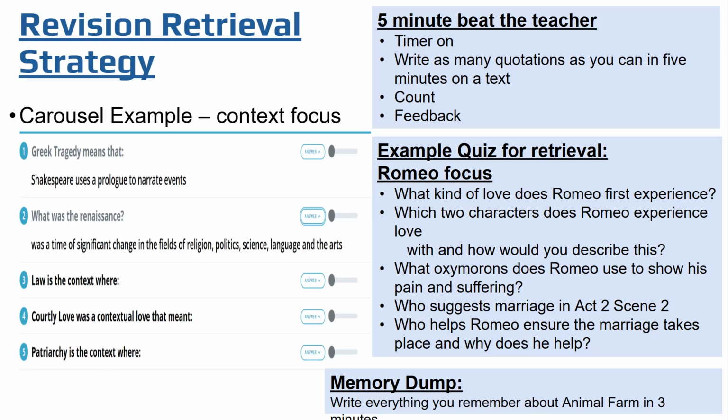So I've just given you an example of the Carousel. So you can see that the focus there is Romeo and Juliet, and I've focused on context because that was one of the areas that came up in our reflections as a class teacher and also as a department, that students were very good at AO1 and AO2, but AO3 was getting left by the wayside. So using context-focused retrieval at the start was really useful.